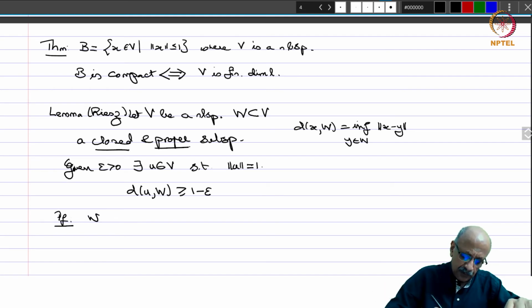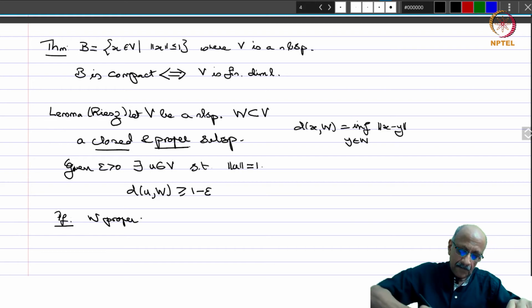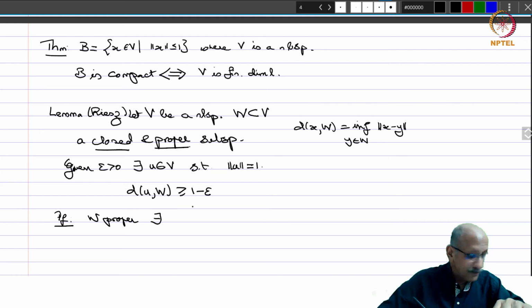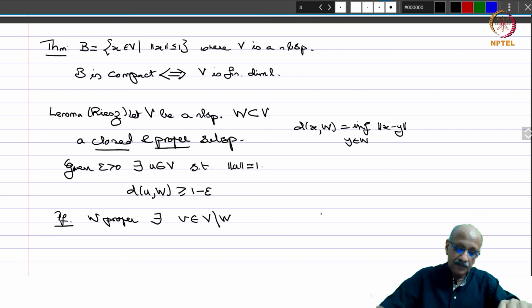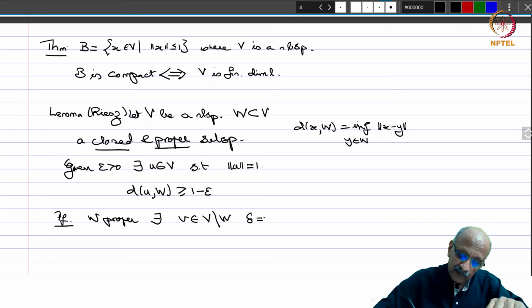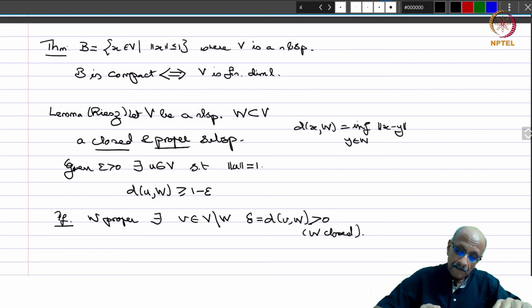So, W is proper. So, there exists a v in V minus W. And let us take delta to be the distance of v from W. W is closed, so this has to be strictly positive. This is because W is closed. But what is delta? The distance is nothing but the infimum of something.